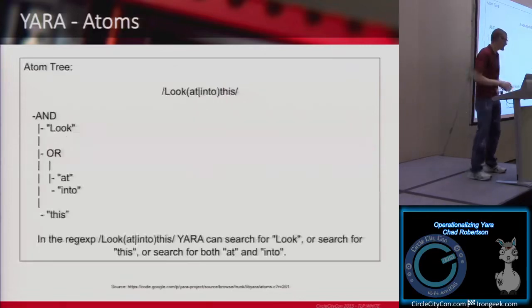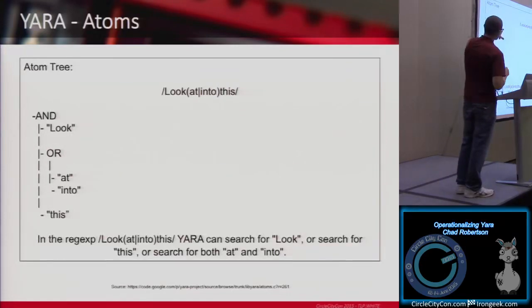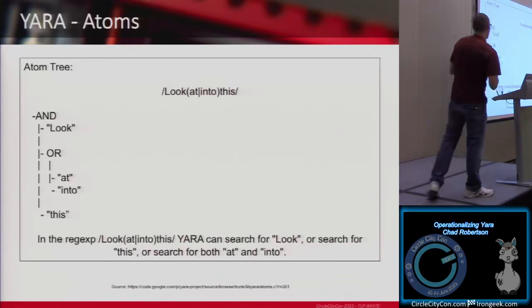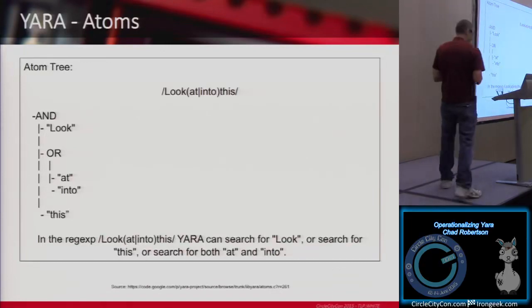All right, so here's an atom tree. The regular expression is there at the top. We have the and, and then the or boolean. Yara can search for this, or search for this, or search for both.